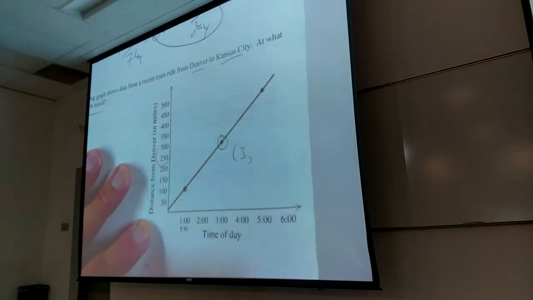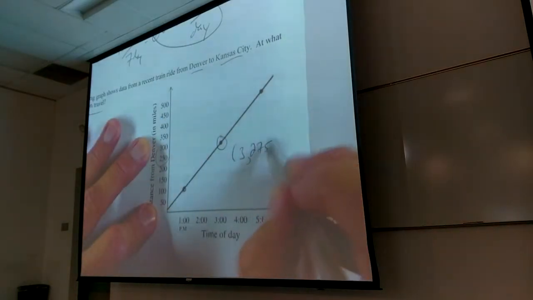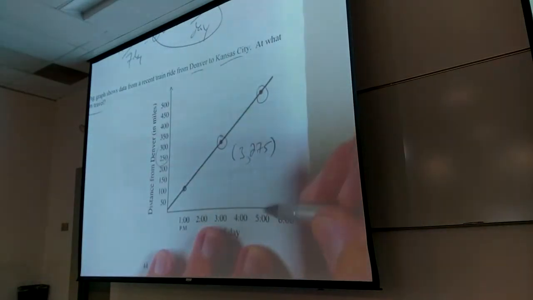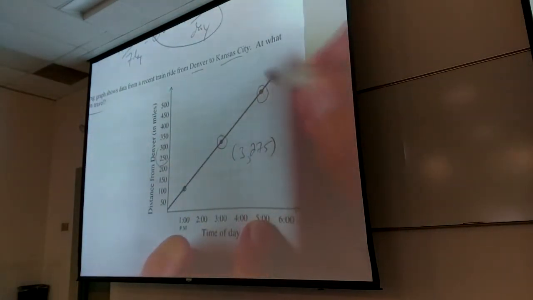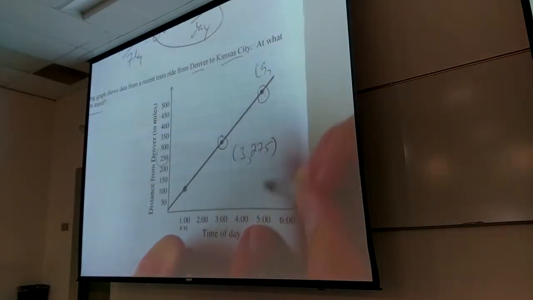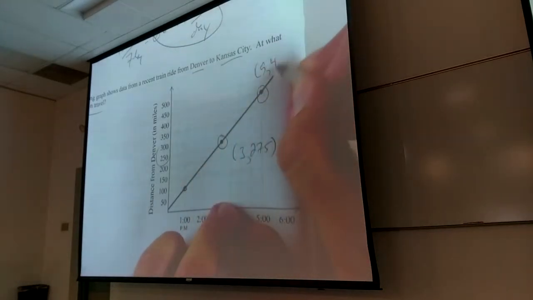Well, it's between 300, 250, 275, exactly. I like it. Feel a little bit like an auctioneer there. And then this one looks to be 5 o'clock, right? Yeah. 5 o'clock. 450. I like it.